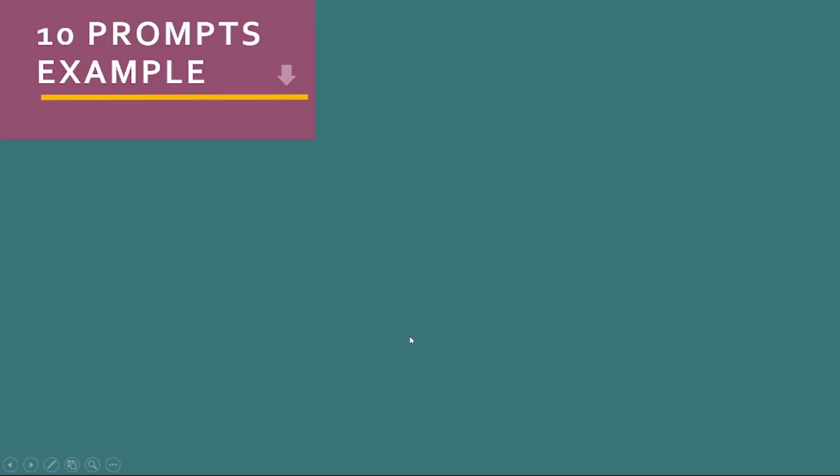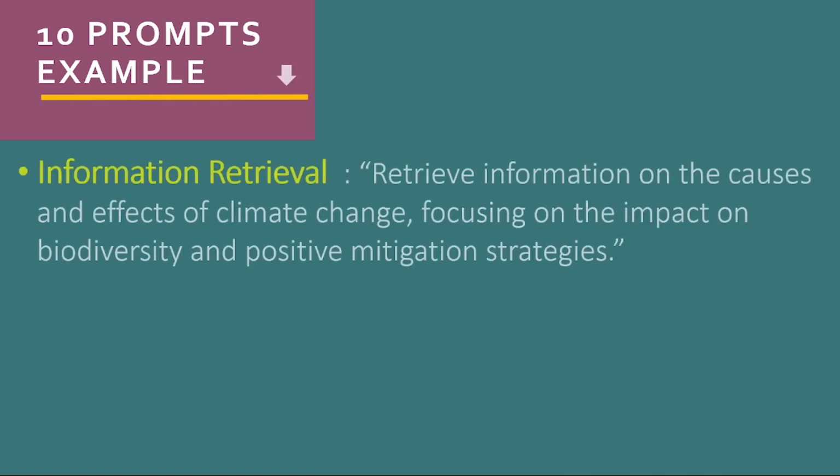As we saw in the last example, the Swiggy example, we could write a very good, efficient email in no time. Now let me tell you 10 different prompt examples. These prompts will be covering different areas, from creative writing to problem solving to technical support, and so many other areas. So let's go and see them one by one. The first is for information retrieval: retrieve information on the effects of climate change, focusing on the impact on biodiversity and positive mitigation strategies. This is a prompt that you can give to ChatGPT for getting information retrieval.